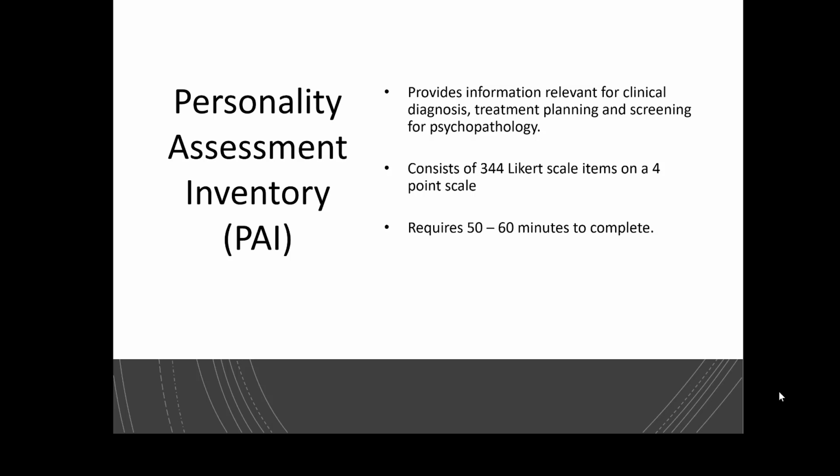The PAI is an objective personality test with close links to the Diagnostic and Statistical Manual of Mental Disorders, or the DSM. It provides information relevant for clinical diagnosis, for treatment planning, and for screening of psychopathology. This test consists of 344 Likert scale items and requires about 50 to 60 minutes to complete. A Likert scale item can be responded to on a 4-point scale, including very true, mostly true, somewhat true, or false, not true at all.